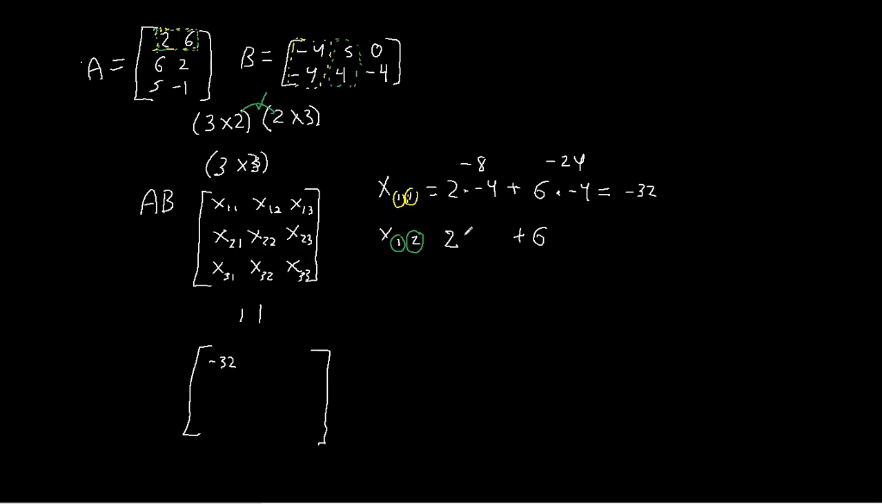All right, so we're going to take the 5 and the 4. And if we do the math, that's 10 and that's 24, and we get 34. And so again, that's going to be x1,2. So that's the first row, second column. That's going to be 34.